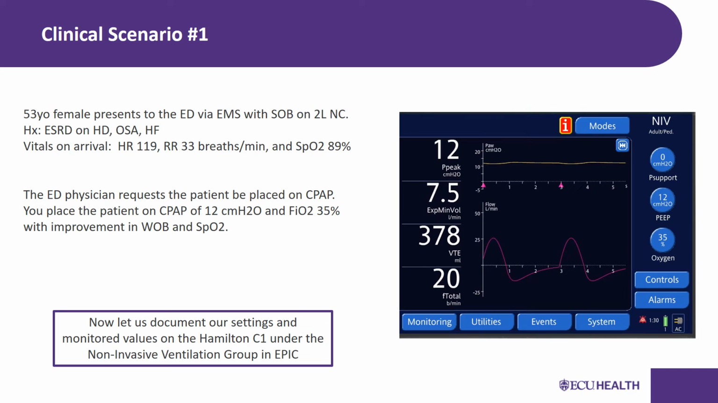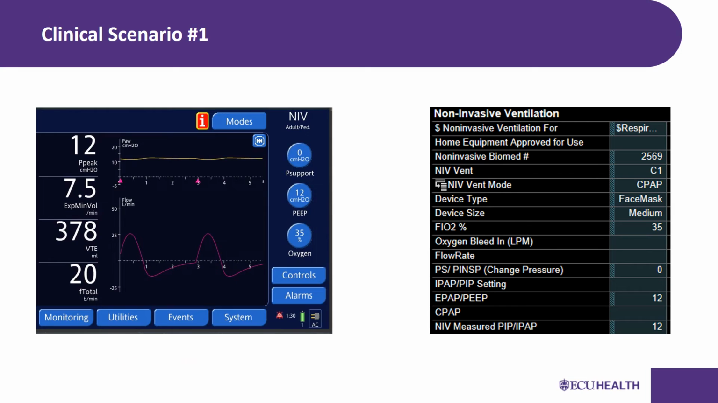You place the patient on CPAP of 12 and a FiO2 of 35%, and you notice improvement in the work of breathing and saturation, so you are now set to document. So let's look at our settings and our monitored values here in this scenario. On the right hand side, you will notice the flow sheet that we have.